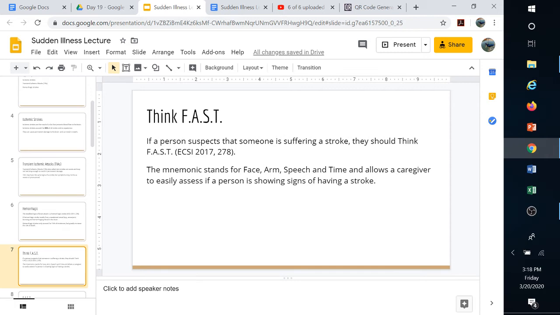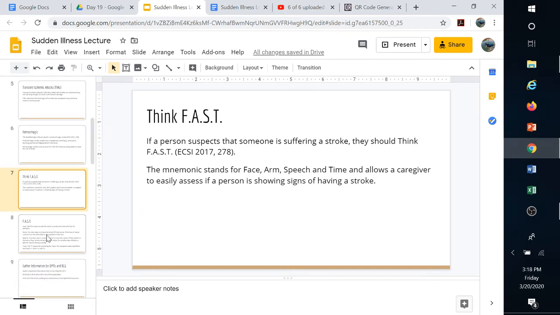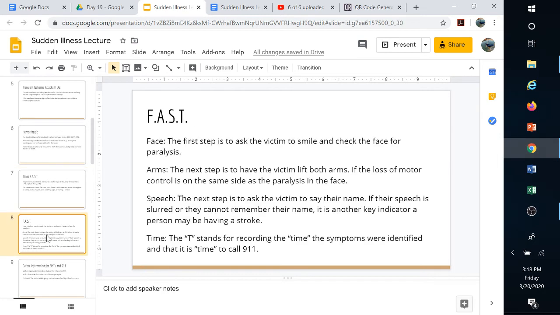So again, remember what I said before. Knowing somebody's having a stroke or being able to identify it is the most important step because there's very little that we can actually do for them. So that's where Think Fast comes from. It stands for face, arm, speech, and time. And this is how just a layperson like myself can identify somebody's having a stroke.